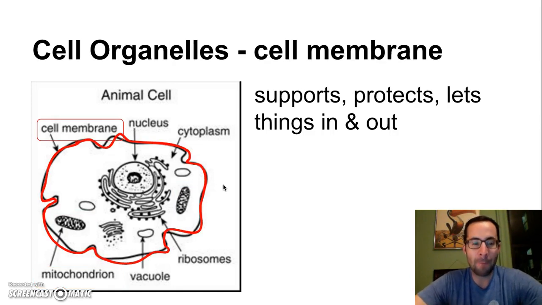Next, the cell membrane. The cell membrane goes all the way around the cell. It's like a barrier. It supports the cell. It protects the cell. And it lets things in and out. So that's the role of the cell membrane.